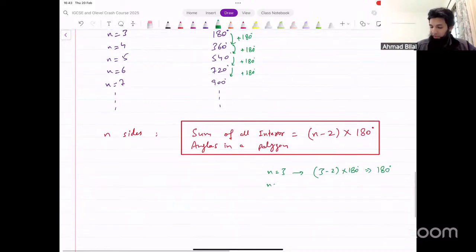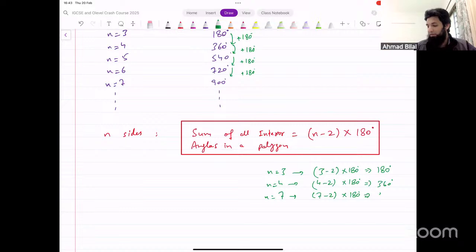If you do it for n equals 4, you get 4 minus 2 times 180, and that gives you 360, and that's also correct. If you try it for n equals 7, for instance, what do you get? You get 7 minus 2 times 180, and the result is 900. That's exactly what we got here as well when we kept adding 180. So if you have to find the sum of angles for any polygon, all you have to do is use this formula, input the value of n in place of this. Okay.